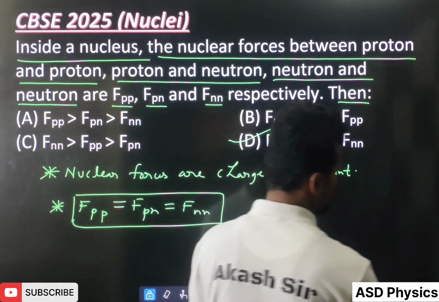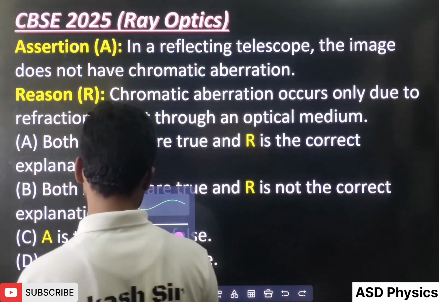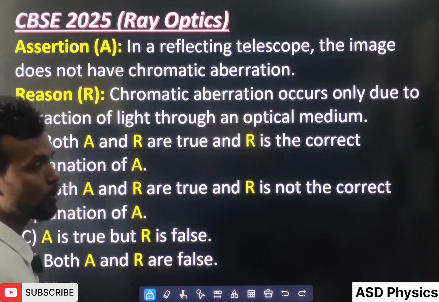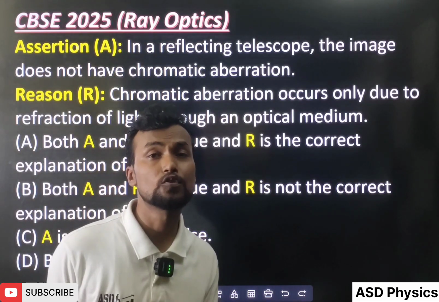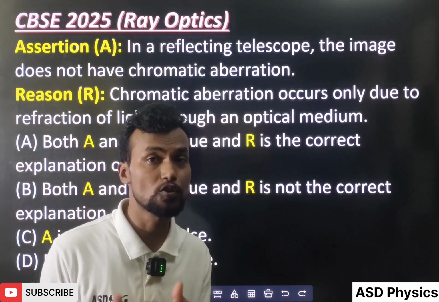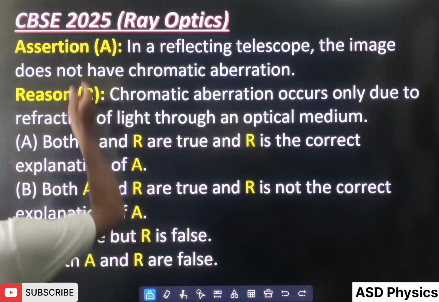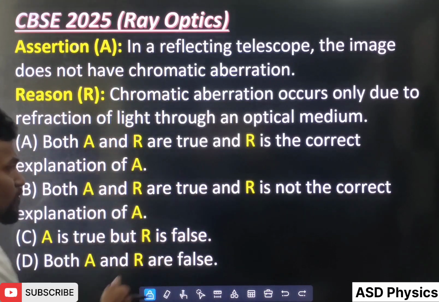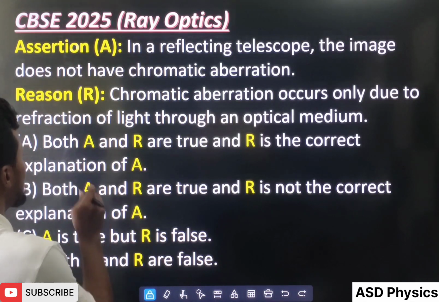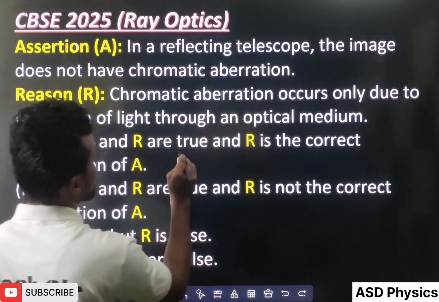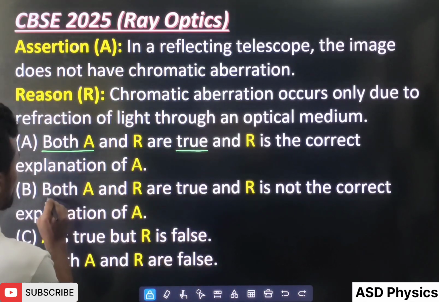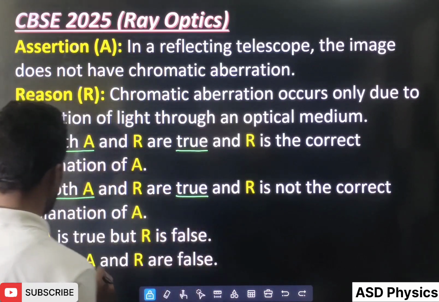Great. Next one now, after completing all these 6 MCQs, we are going to solve 4 ARs. And as I have told you, all ARs came from NCERT Part 2. So let's see here. Assertion and reason are there, and these 4 possibilities are there.